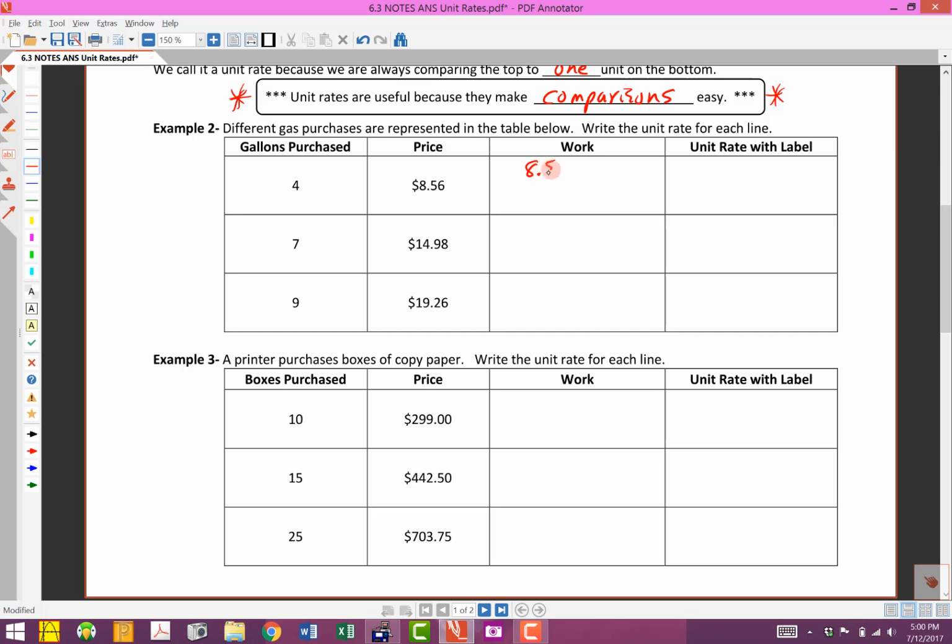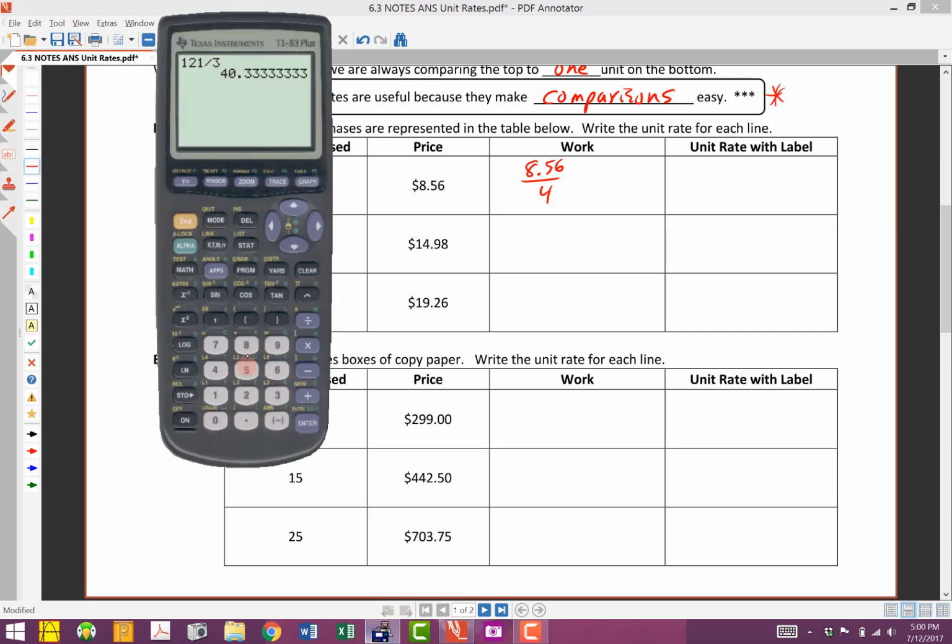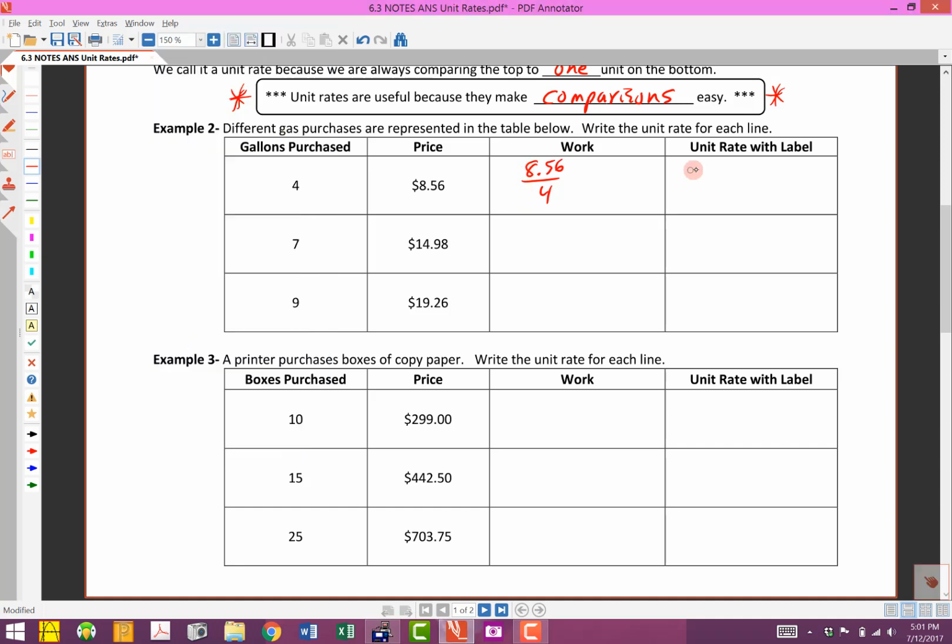So we're going to do 8.56 divided by 4. Now if you throw that into the calculator, let's go ahead and do that. 8.56 divided by 4, we end up with 2.14. Now remember, this was dollars on the top and gallons on the bottom, so this is going to be $2.14 per 1 gallon. Okay, so there's our answer on that one.